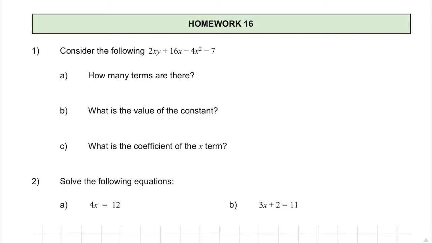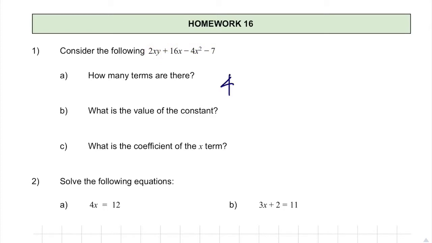Here we have the solutions for homework 16, and question 1 should be a fairly standard question for you. The first question is, how many terms are there? Well, there are 4 terms. Let's just highlight those. We've got the first term here, then the plus 16, the minus 4x squared, and the minus 7. So 4 terms for the first question.